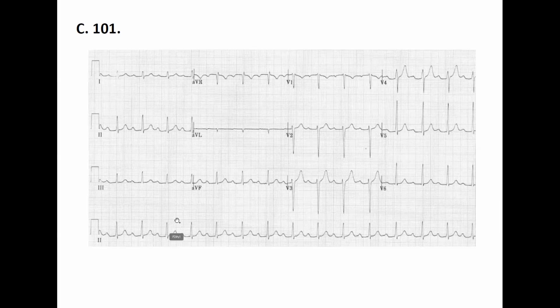Next one, we said the axis. You can say the axis. Lead one is almost equiphasic, but it's positive, I'd say. AVF is also positive. So it's a normal axis between 0 and 90. And I said that AVL is negative, so it's between 60 and 90. Why? Because AVL is negative. All right, so it's between 60 and 90. Very good.